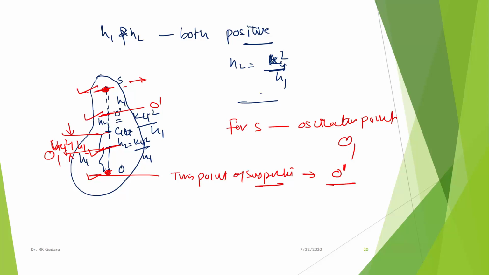In the next class we'll discuss the points about which, if we hang this compound pendulum, we'll have the maximum or minimum time period. So thank you.